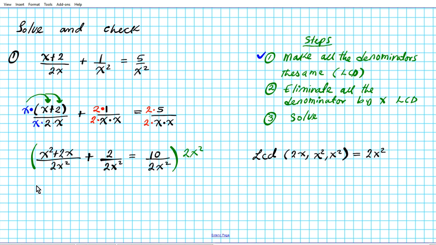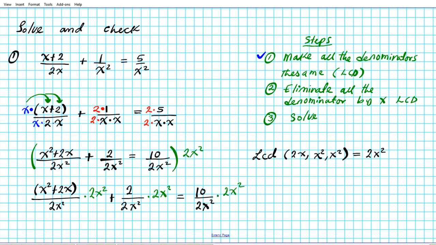Let me show you what I'm talking about. So we have x squared plus 2x divided by 2x squared, which will be multiplied by that 2x squared we introduced, plus 2 over 2x squared. That will also be multiplied by the 2x squared. Now since we're multiplying both sides of the equation by 2x squared, we're not changing the problem. Okay, 2x squared, we are multiplying by 2x squared also.